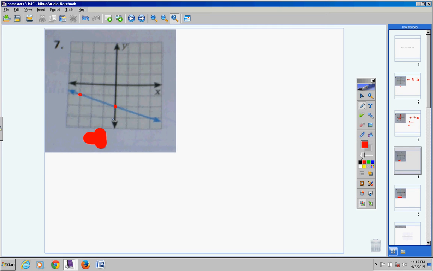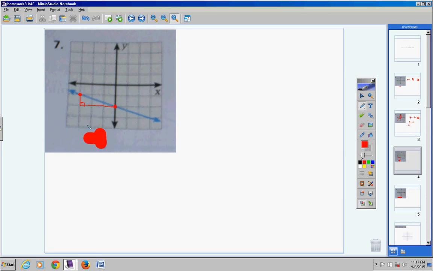So I'm going to use those 2 points, okay? Now you can go down and straight over, or you can go up and over. It does not matter. It's just as long as you have a right triangle, okay? So I went down and over. Here's my right triangle right here, okay?